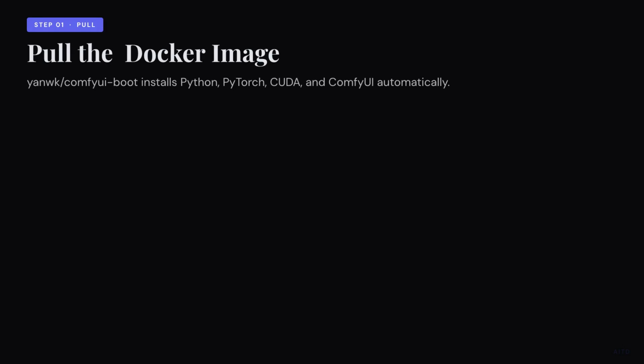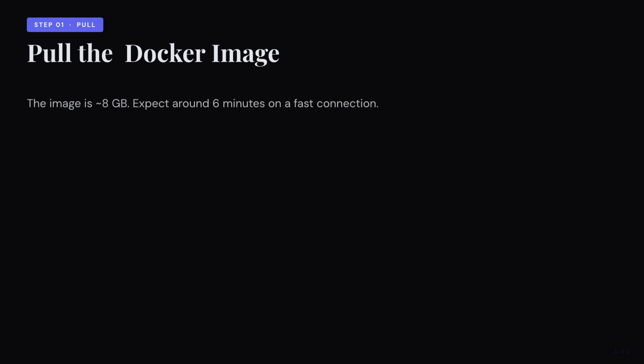The image we use is called yanwk/comfyui-boot. It handles everything automatically: Python, PyTorch, and CUDA support. In your terminal, run docker pull yanwk/comfyui-boot:latest. The image is about 8 GB, so expect around 6 minutes on a fast connection.